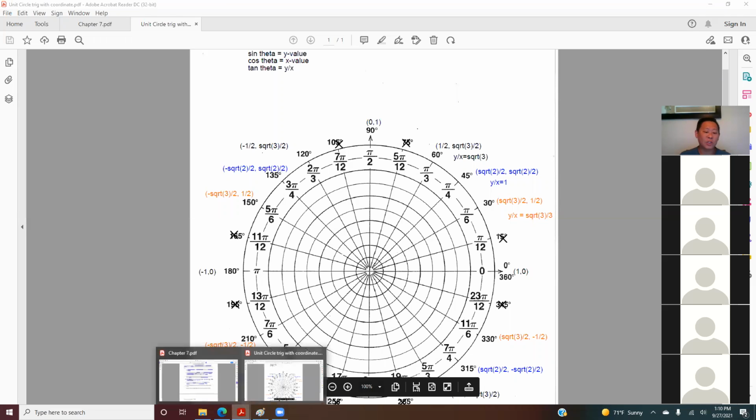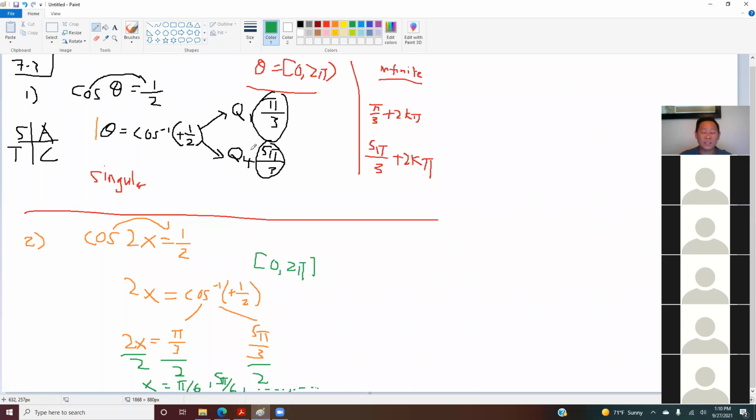So usually you will get 2 answers here, because one is quadrant 1 and one is quadrant 4. But once you get a 2x, you will have 4 answers in this case. The reason why you got 4 answers is because it used to be quadrant 1 and quadrant 4, but once you divide this by 2, your quadrant 1 will become quadrant 1, your quadrant 4 will become quadrant 2. So you have another 2 more that are in quadrant 3 and 4, because you have to take 2 circles and divide by 2. You will get 360.